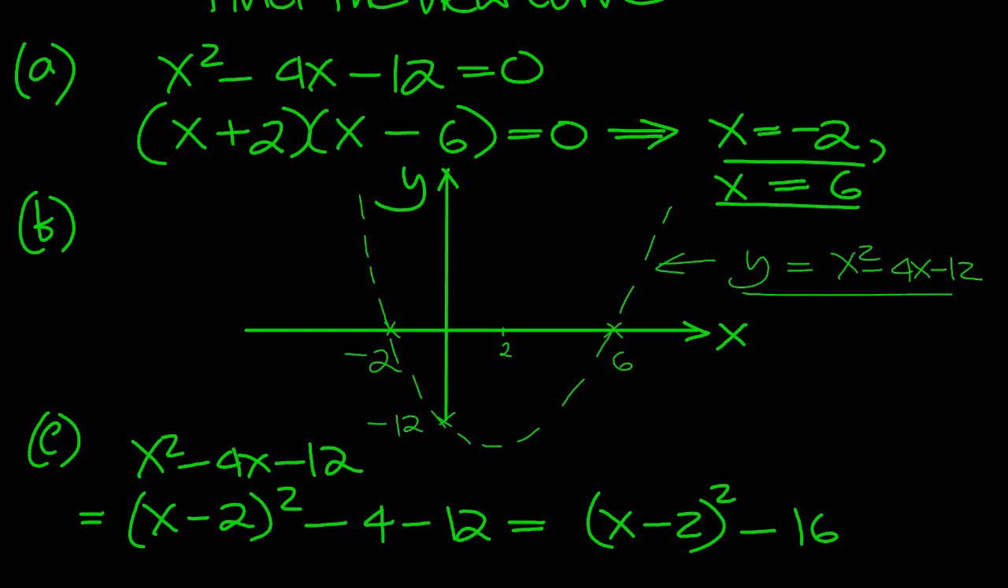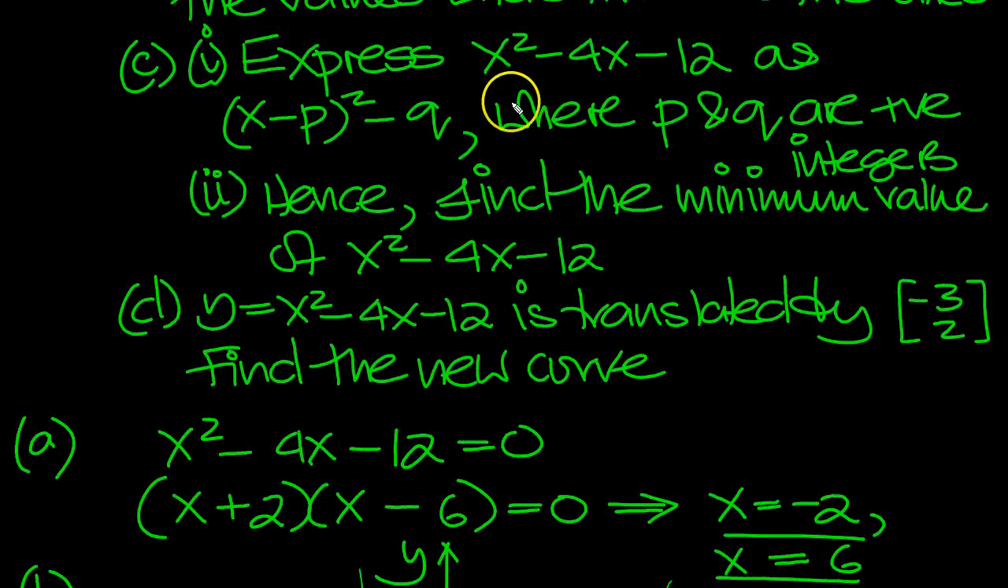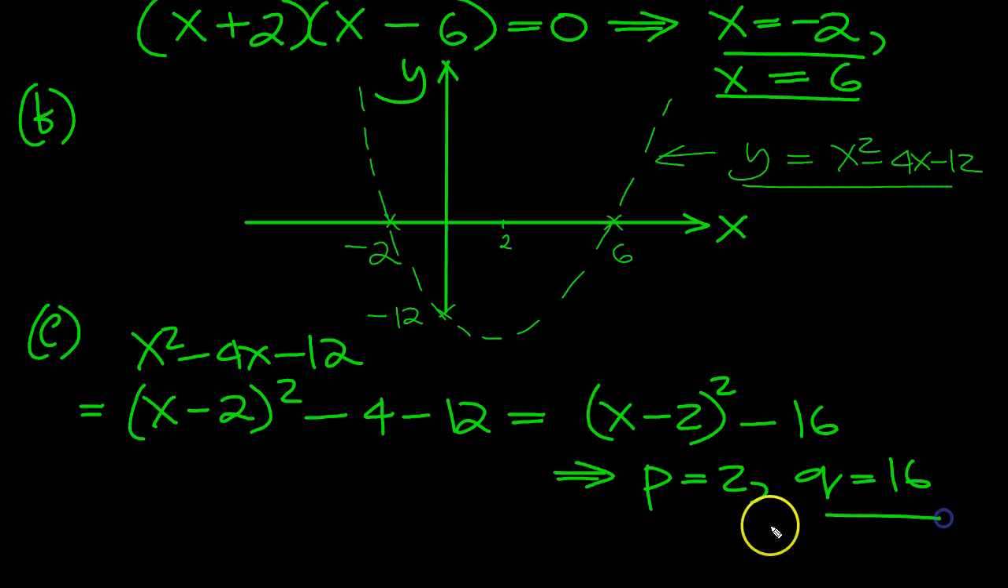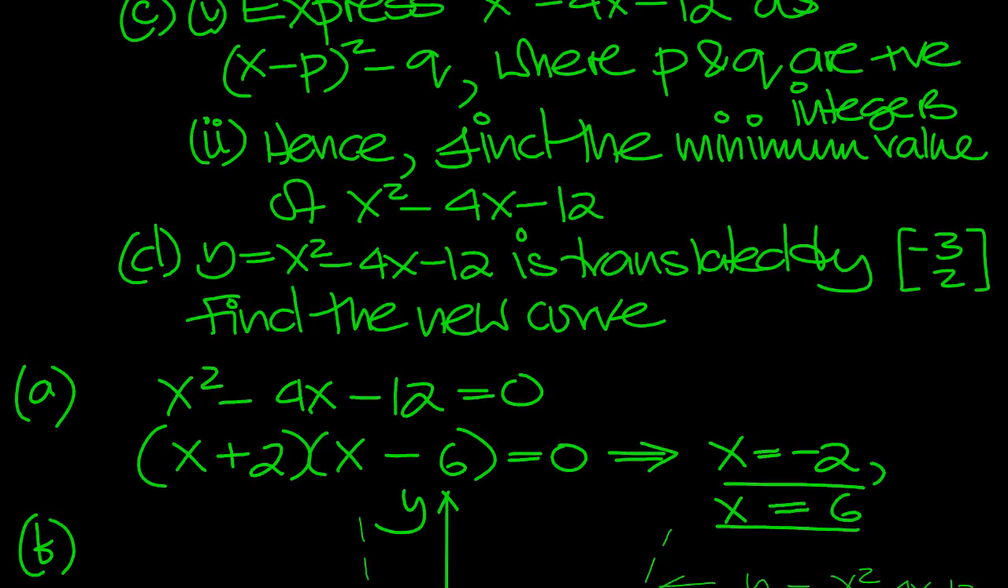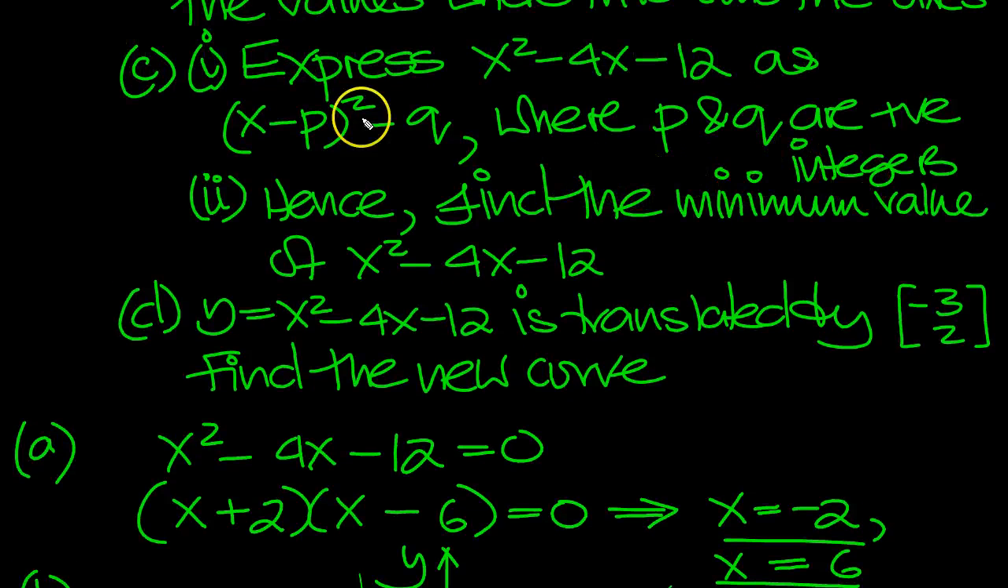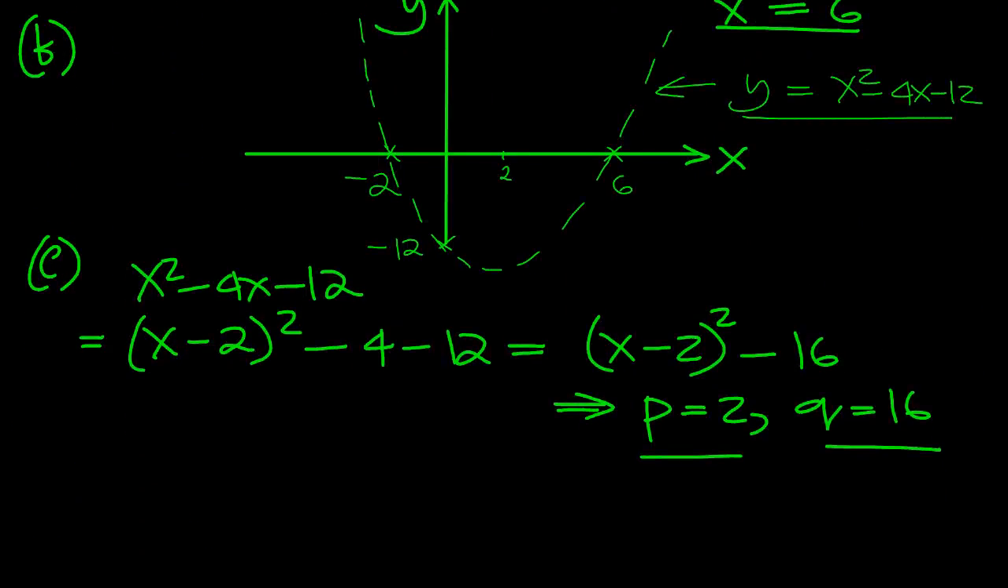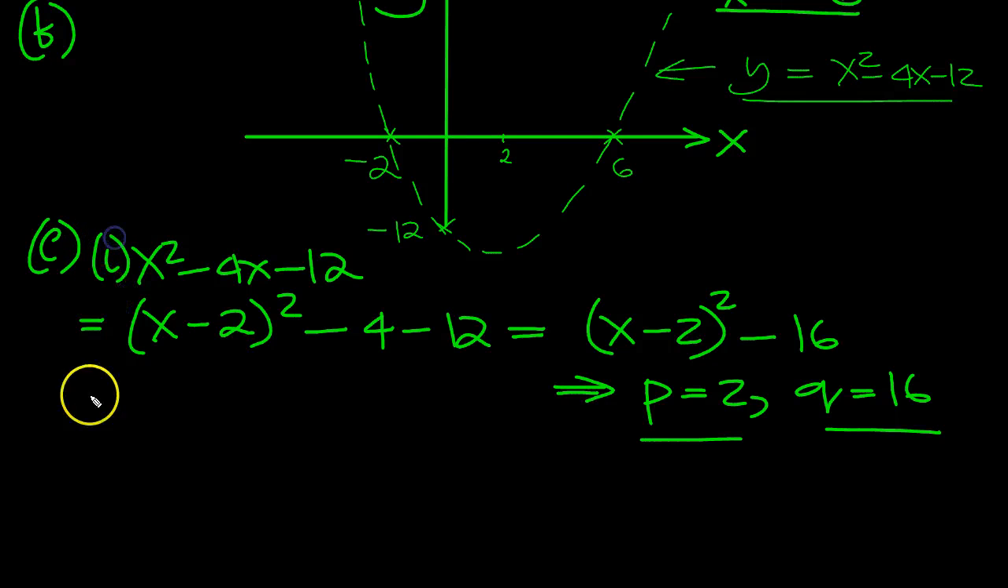Now if we compare that with what we wanted, p will be 2 and q will be 16. So that tells us that p equals 2, q is equal to 16, both positive integers. So we've completed the square then on part C. Okay, that was part 1. Part 2, hence find the minimum value. Part 2, the minimum value of this quadratic. So that was part 1.